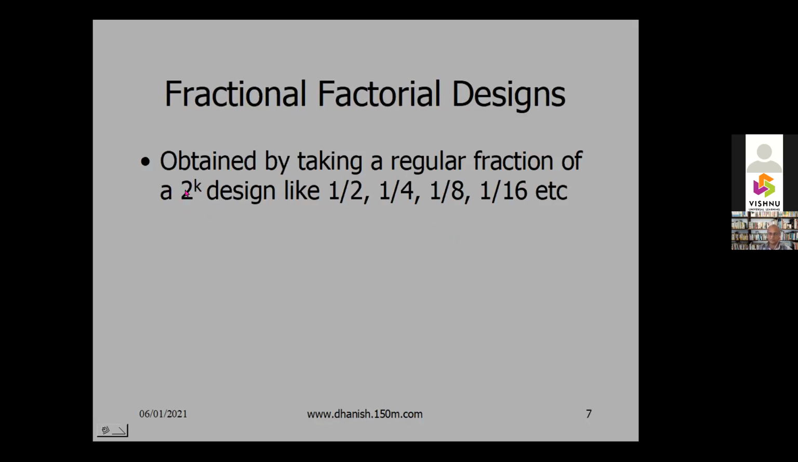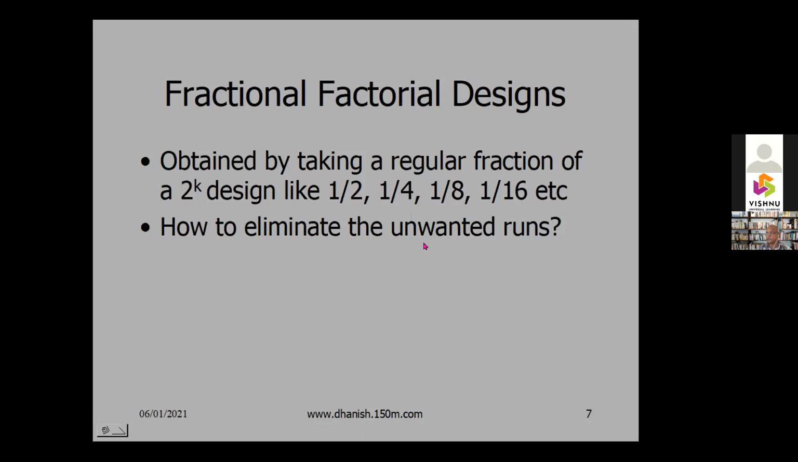I don't know how well this has been covered. So you have to start with this 2 raised to k design and then take a regular fraction of it. That is a half fraction or a quarter fraction. 1/3 we don't take; half, quarter, 1/8, 1/16, etc. So we have to take a half fraction of a full factorial design. That means we have to eliminate half the runs. So how do we eliminate the runs which are not really required?